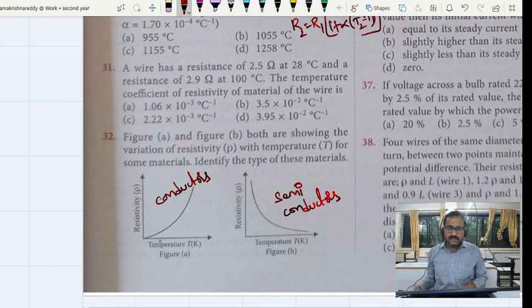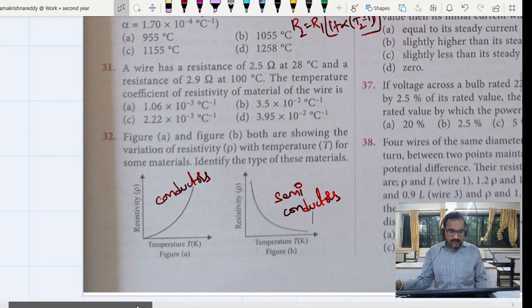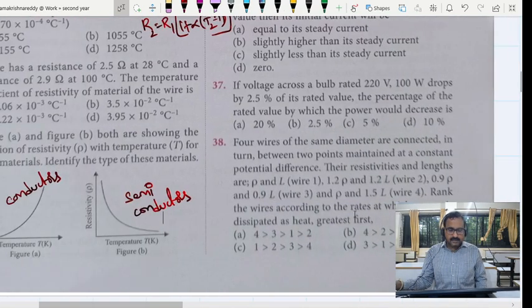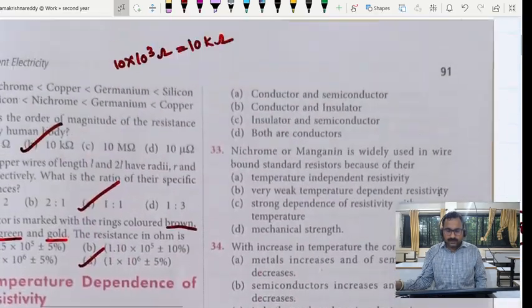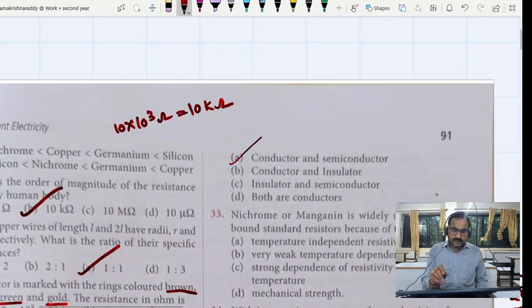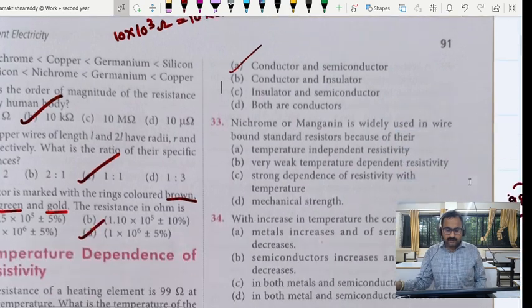As temperature increases, what is the resistivity of semiconductors? Decreasing only. So that is the answer for that. Conductors and semiconductors, they have to give for that. Yes, conductor and semiconductor, that is the first option.